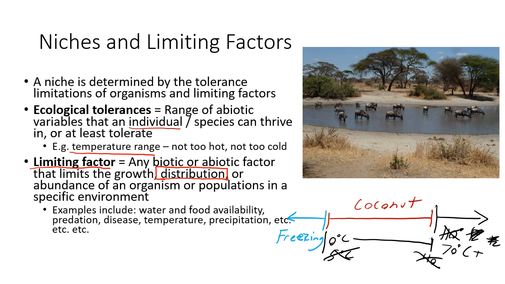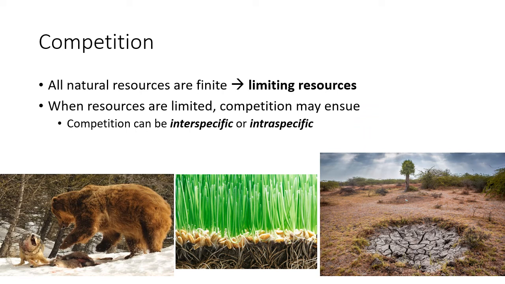Okay, so there are many different limiting factors. Because all natural resources are finite, that means that we have limiting resources. Okay, food, water, space, soil, all of that are limiting resources, and they're all finite. They can all be limiting factors in one way or another. So when these resources are limited, say, food or space or the soil nutrients or water, we have competition that can ensue.